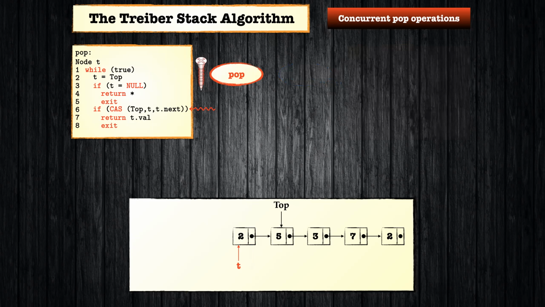And then you exit. So now the red thread will wake up and try to do its own class operation, and it will fail because it compares top and t, and sees whether they're equal. And in this case, they're not equal. So this means that the if statement will fail, and you go back and perform one more iteration of the loop like this.